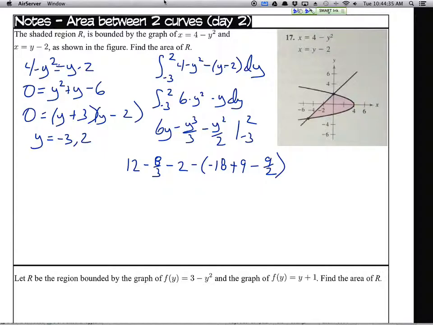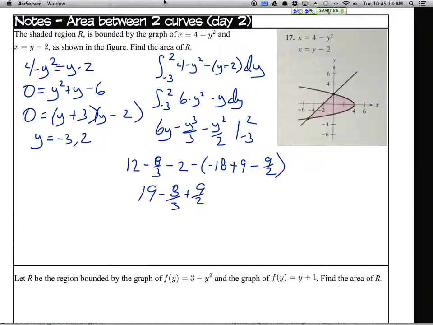All right, on the inside, the negative 18 and the 9 turn into negative 9, but this negative turns it into a positive 9. The 12 and the negative 2 is a 10, so the positive 9 and the 10 make it 19 minus 8/3 plus 9/2. Again, if this is free response, I can stop right here, but we want to go ahead and get an answer for now.